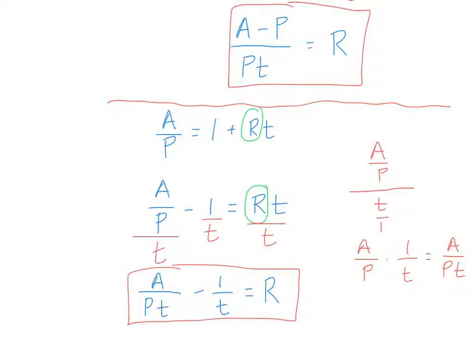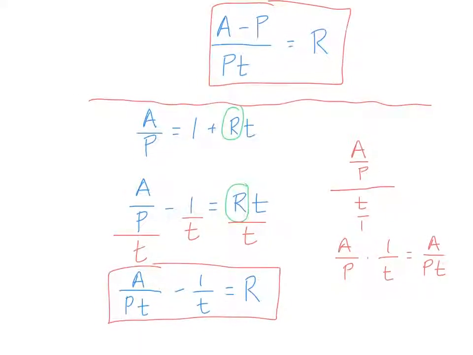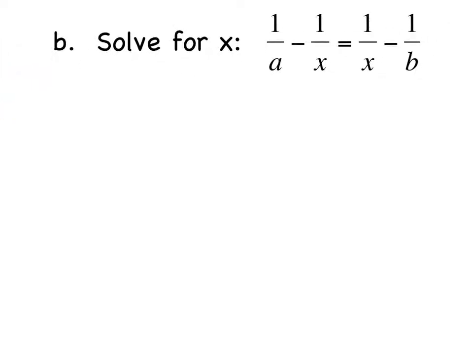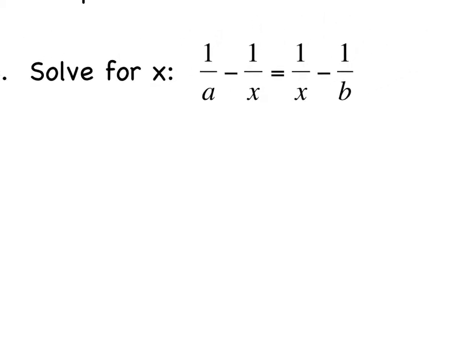All right, let's take a look at the last one here, part B. We want to solve for x. We've got 1 over a minus 1 over x is equal to 1 over x minus 1 over b. What we should notice is the variables are all in the denominators, but when we're solving, we need them in the numerators. How can we get rid of fractions? What did we do before? We killed the denominators. So let's kill the denominators here.